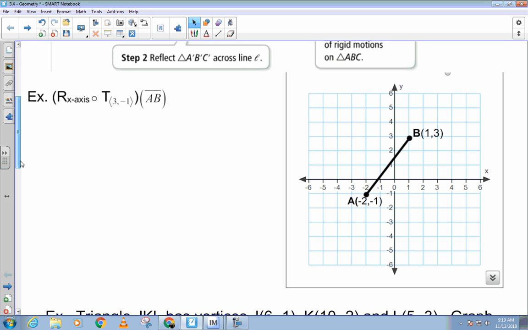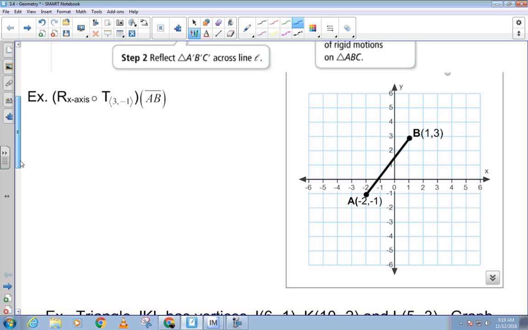Alright, so here is one where it uses the open circle, the composition notation. It wants us to reflect over the x-axis composed with a translation through the vector 3, -1. And it's just a line segment A. So what do we do first? The translation or the reflection? What did I say you do first? The second thing you do first, when it has that open circle. So you're going to do the translation, and then you're going to do the reflection, right?